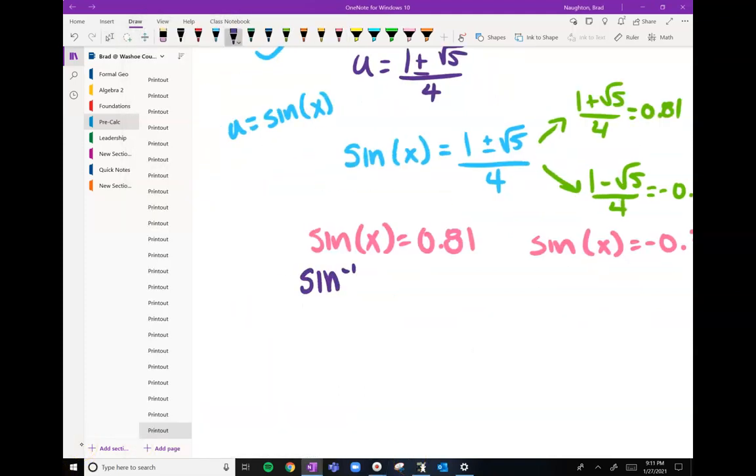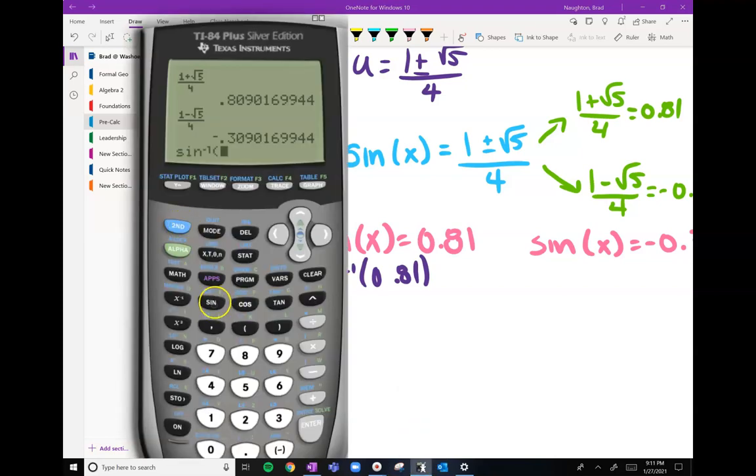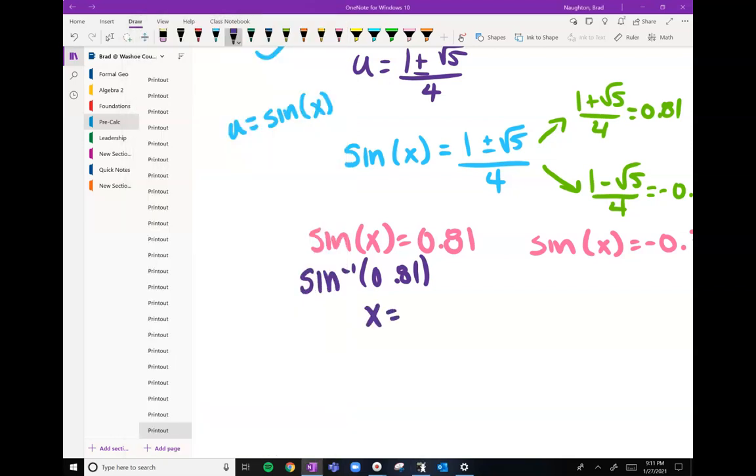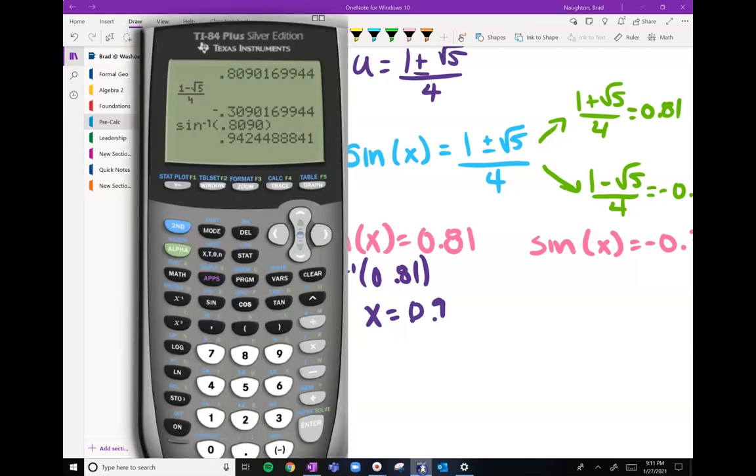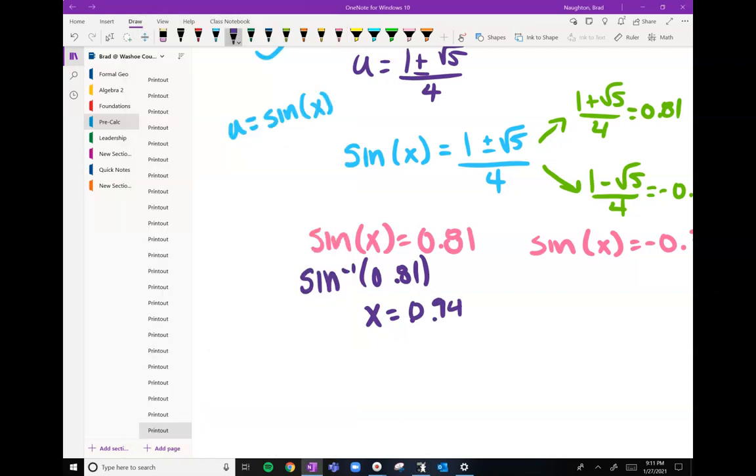So I'm going to go ahead and use our calculator here. We're going to say the inverse sine of 0.81, to find out where we're at. Inverse sine of 0.81. Let's go with 0.90 just because we can. And so we're going to get x is equal to 0.942. So we'll just say 0.94. Pretty good.